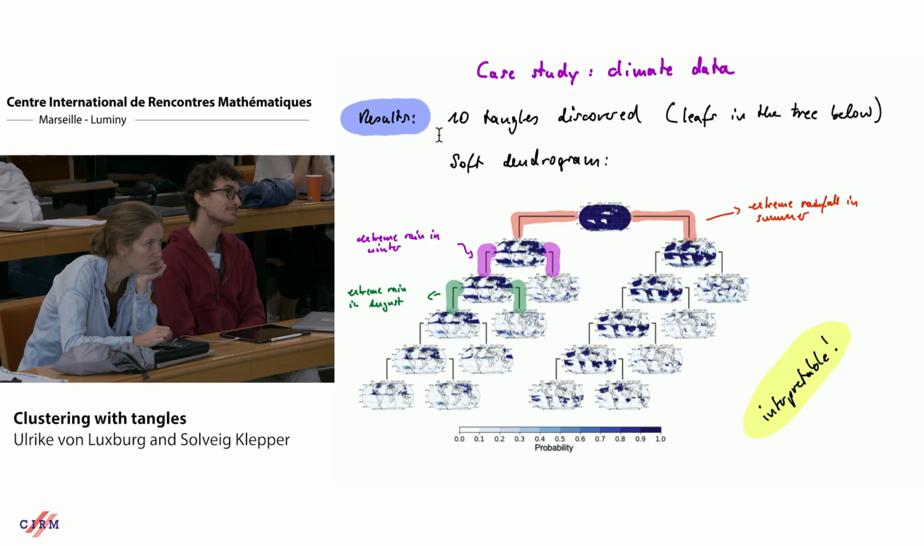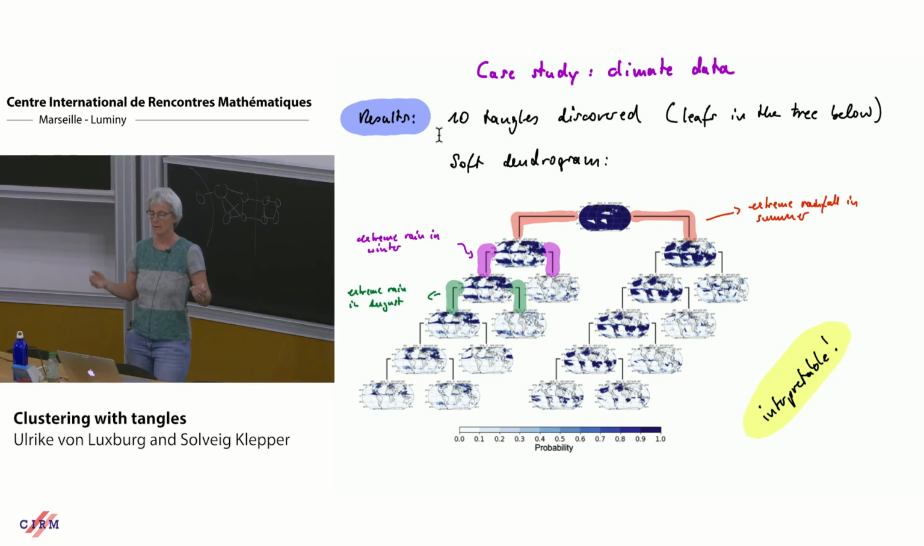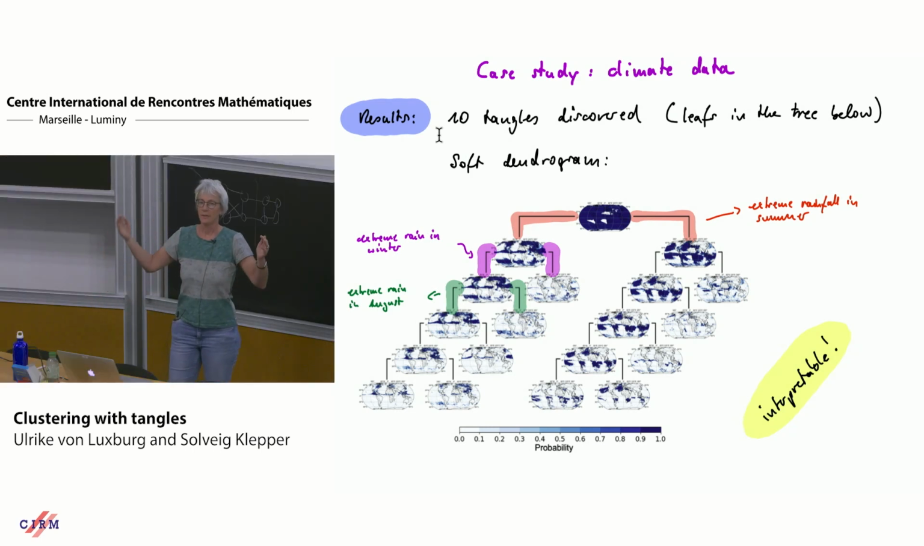We take this data, we apply the tangle framework to these 200 cuts, and we discover 10 tangles. This is something that's quite typical. Even though you have very many cuts, like 200 here, you discover a small number of tangles, 10 in this case. The dendrogram that you get from these tangles is this tree, so it has 10 leaves. These are the 10 tangles.